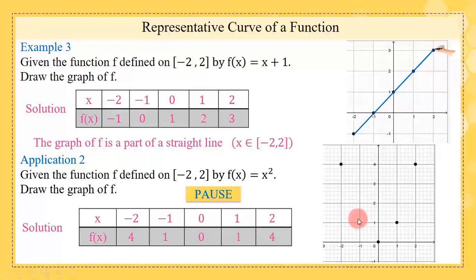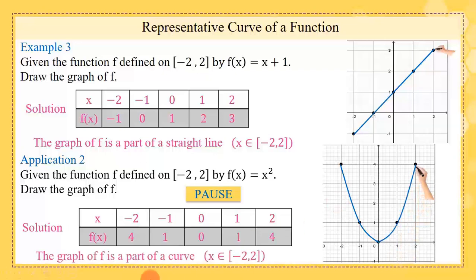Now we locate these points on the orthonormal system. After locating the points, we start joining these points in increasing order. So we get a curve since the points are not collinear. This is the curve of f. So the graph of f is a part of a curve.